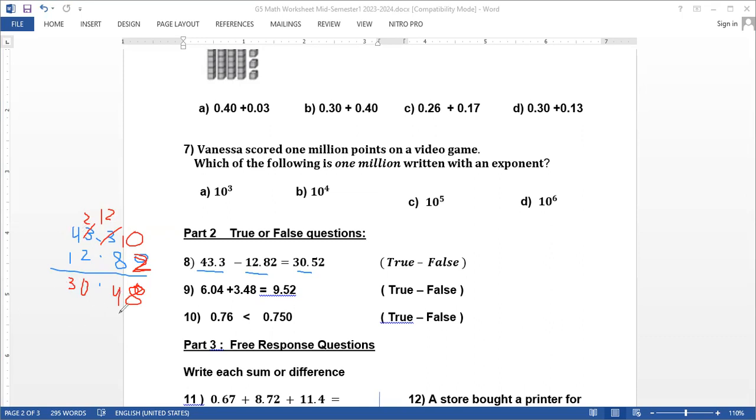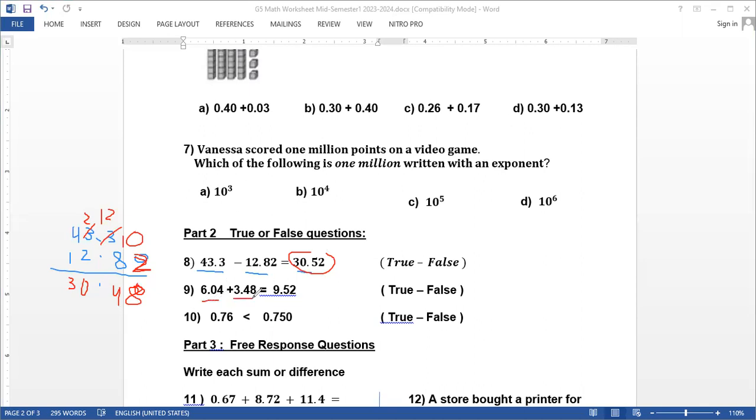So the answer is 30.48. But he gave me the answer 30.52. So the answer is false. You have to be careful to line up the decimal points. It's very important to line up the decimal point in addition and subtraction. Next question.